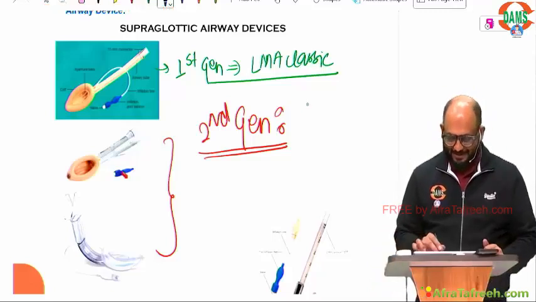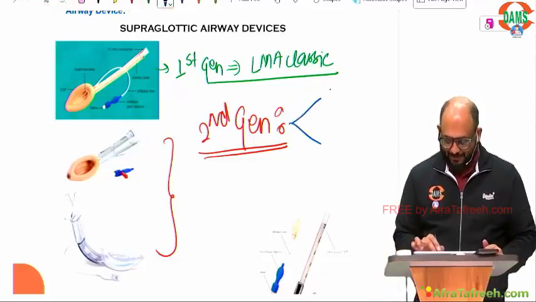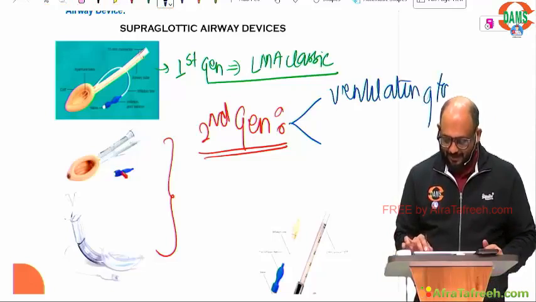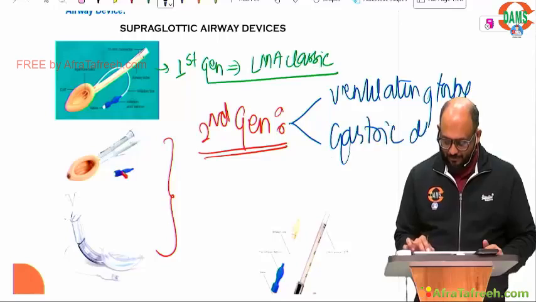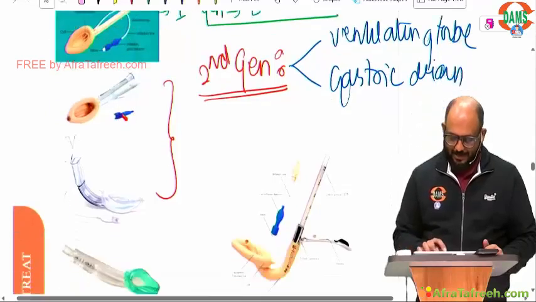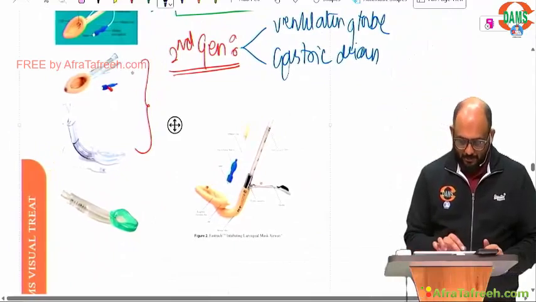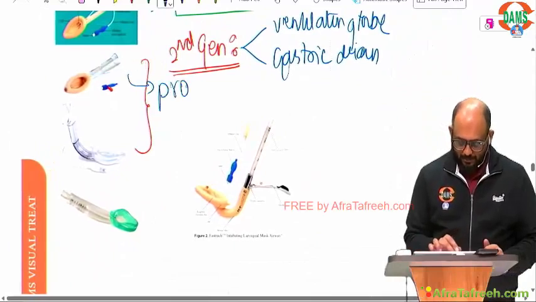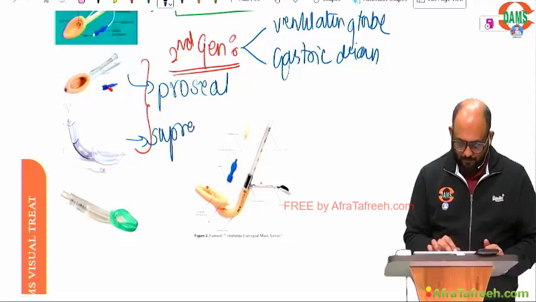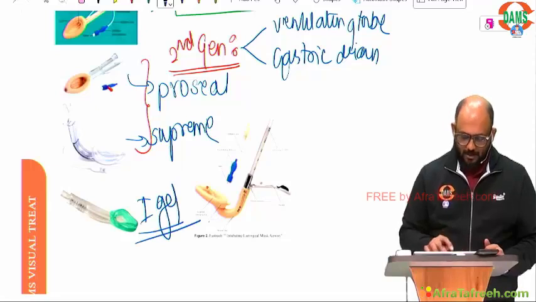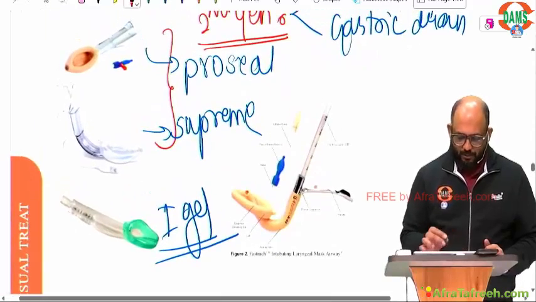Yes, second generation LMAs have two tubes. You have one ventilating tube and one gastric drain tube. Ventilating and gastric drain. Three examples: ProSeal, Supreme, iGel. ProSeal, Supreme, iGel.